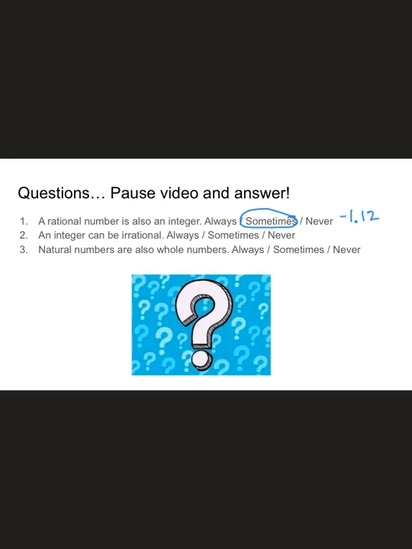Number 2, an integer can be irrational. No, never. Remember, irrational numbers don't have anything in common with any of our other sets of numbers besides their being real numbers. And then last, natural numbers are also whole numbers, always. Every natural number fits into the whole numbers. There are no natural numbers that you can think of that would not also be a whole number. And the only whole number that is not a natural number is 0. So some good practice there.